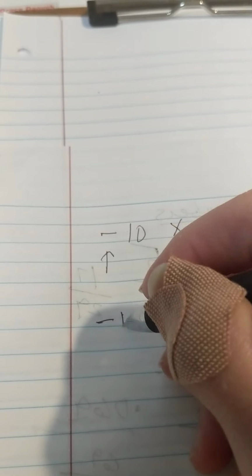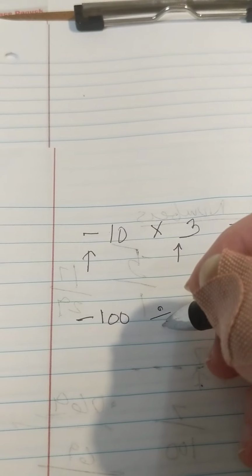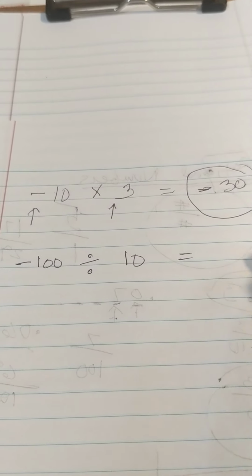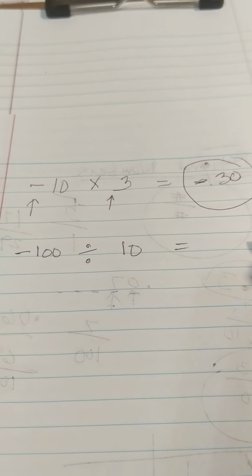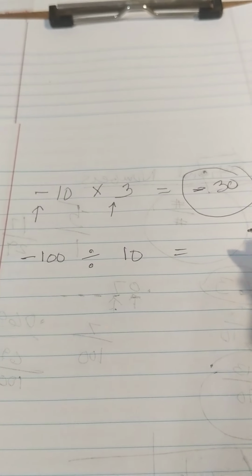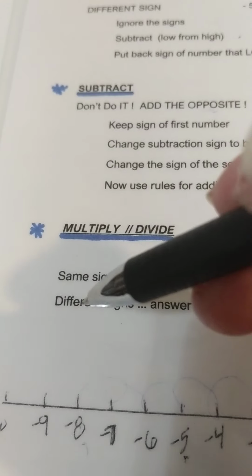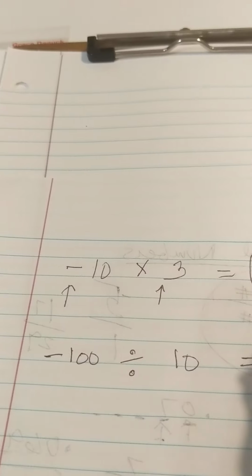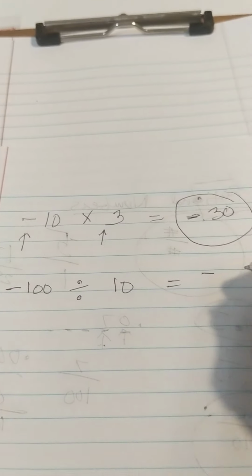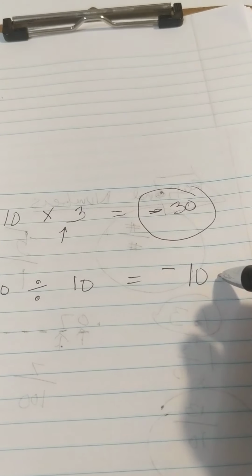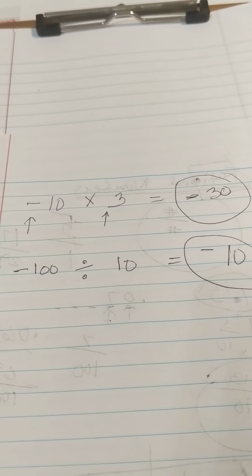So another one that could be division. Of course, these are simple math because I'm just giving examples of the signs, but it would apply to any other types of problems. -100 divided by a +10 is dividing different signs, so my answer is negative. 100 divided by 10 is 10. Negative divided by positive is negative. My answer is -10.